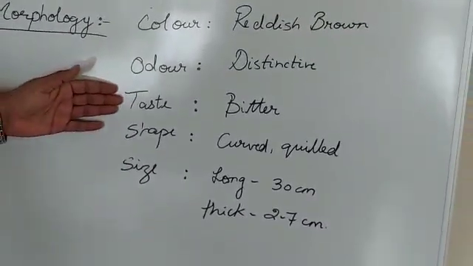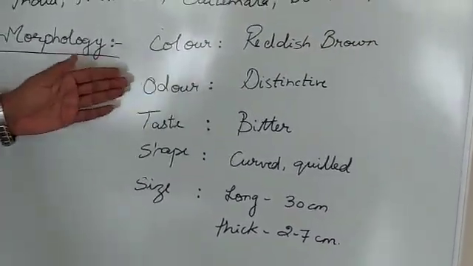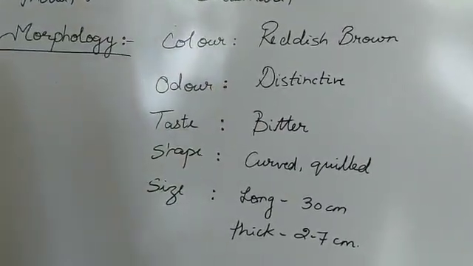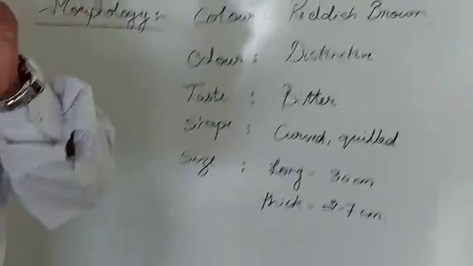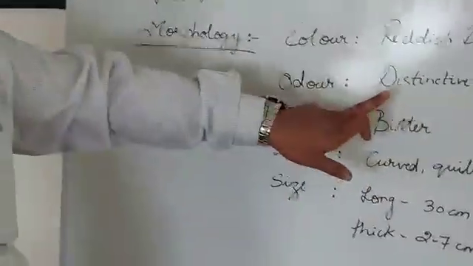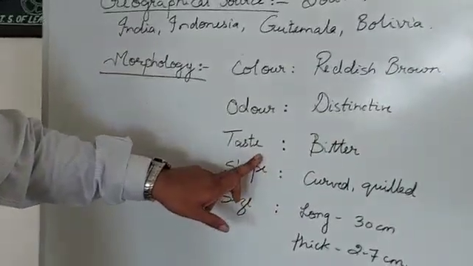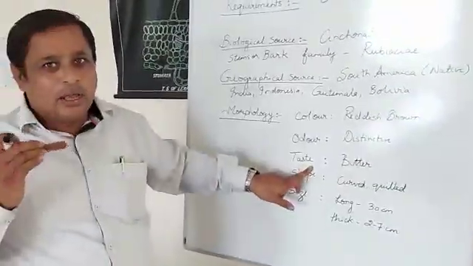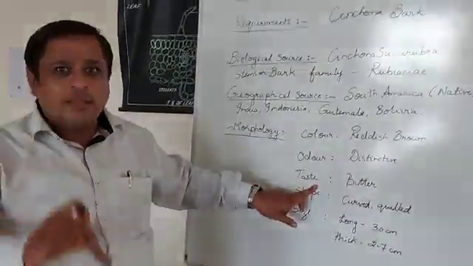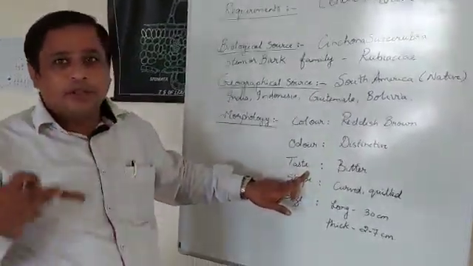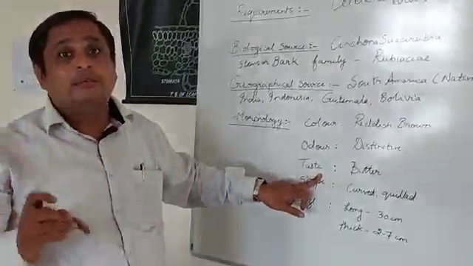What is the taste of the drug? It is bitter. What is the odor of the drug? It is distinctive. If you smell this drug, it has some peculiar smell. That is why it can be termed distinctive. But how can we taste it? We have to taste it by mouth. I am not tasting it, but the main chemical constituent in this drug is quinine, and you all know quinine is very bitter in taste.